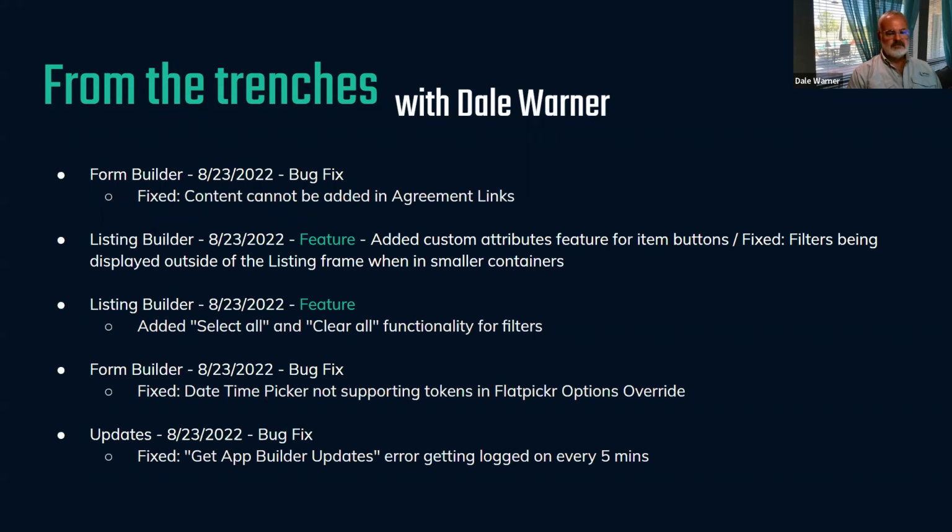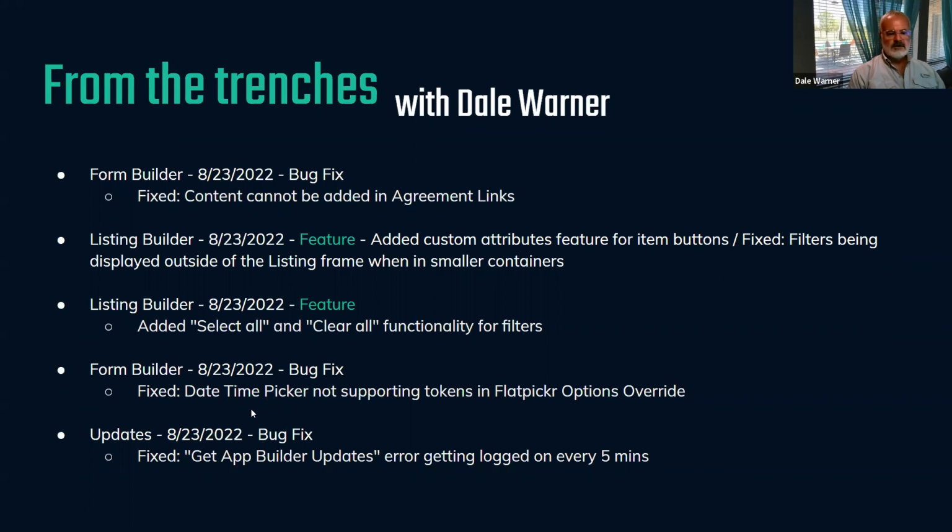So the bugs we'll talk about here a little bit, and then the features I thought I would demonstrate as part of today. So in the bugs, people who use in our form builder the agreement links, there was a bug that prevented you from adding new agreement links into the things that you must agree to in order to satisfy that control. So that issue has been fixed.